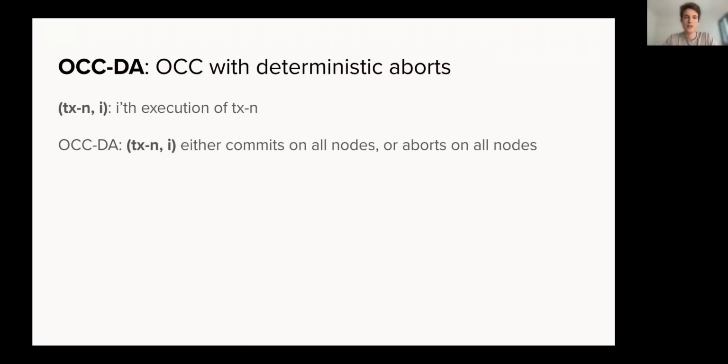To solve this issue, we introduce a new OCC variant called OCC with deterministic aborts, OCCDA. Let us look at the ith execution of transaction N. So a transaction can be executed 1 or more times depending on the abort decisions. In OCCDA, the ith execution of transaction N must either commit on all nodes or abort on all nodes. This is the property that we're looking for.